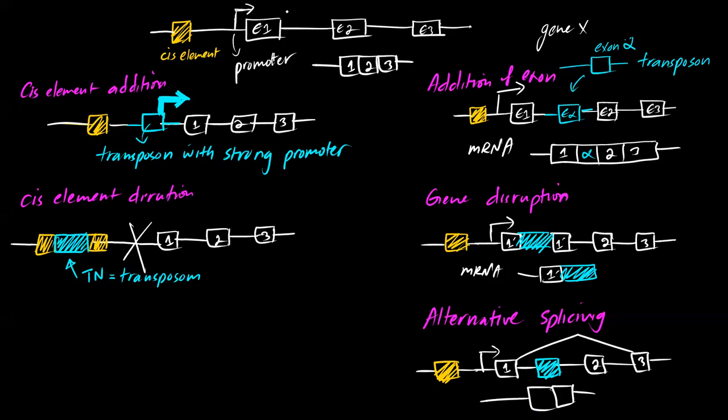So this is how splicing is happening. We have 1 joined to 2 and 2 joined to 3. But here, because of the presence of this transposon, 2 will not be included in the final transcript, or 2 will be skipped. Okay. So this is another effect of the transposon.